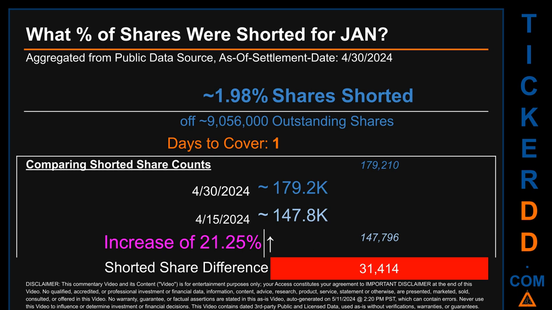Days to cover is 1. When I compare the current 2-week period data snapshot against the previous period, ending in settlement date, April 15, 2024, I find that the current snapshot had roughly 31.4 thousand more shares shorted. This means that, compared to the previous snapshot, the current snapshot has an increase of 21.25% of shorted shares.